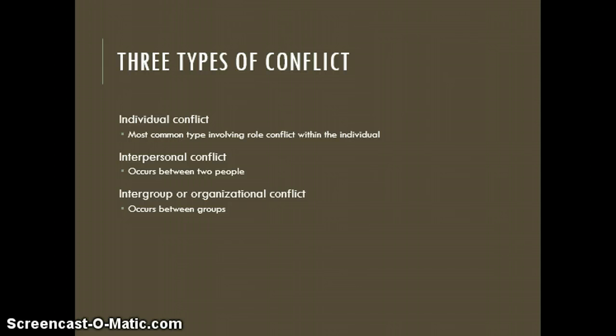Conflict can also be intergroup or organizational conflict. And again, this is conflict that occurs between two groups. So say you have a group of med-surg nurses that start to have conflict with the mental health nurses. Or you have the nursing department that has a conflict with the physical therapy department. That would be intergroup or organizational conflict.